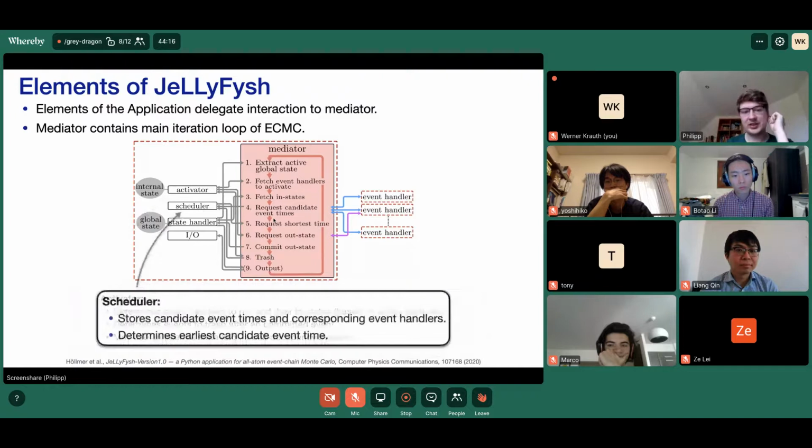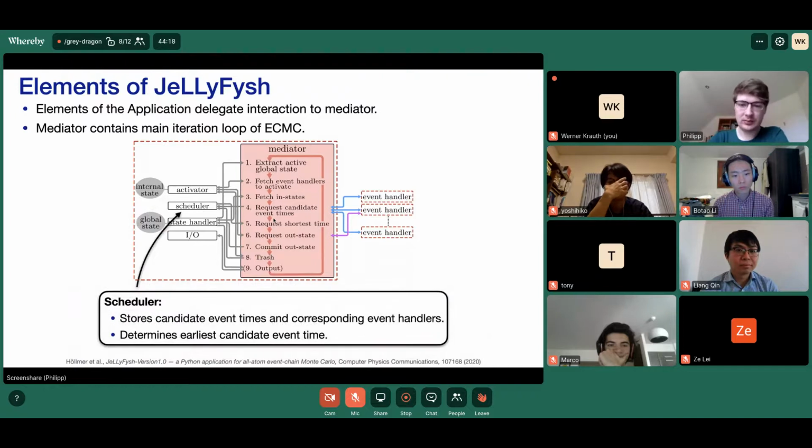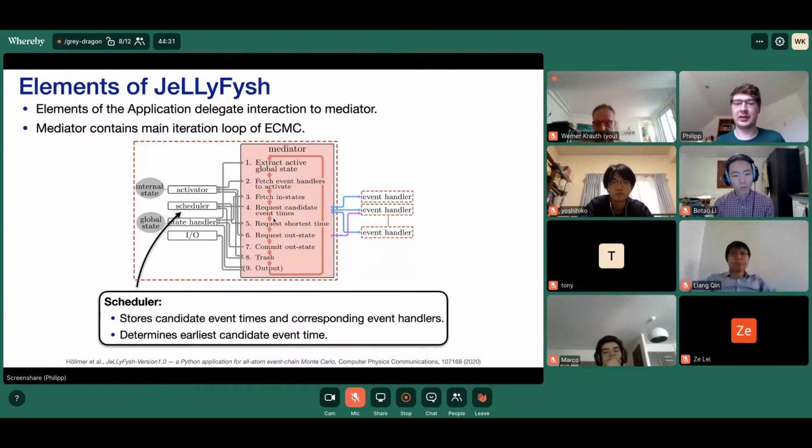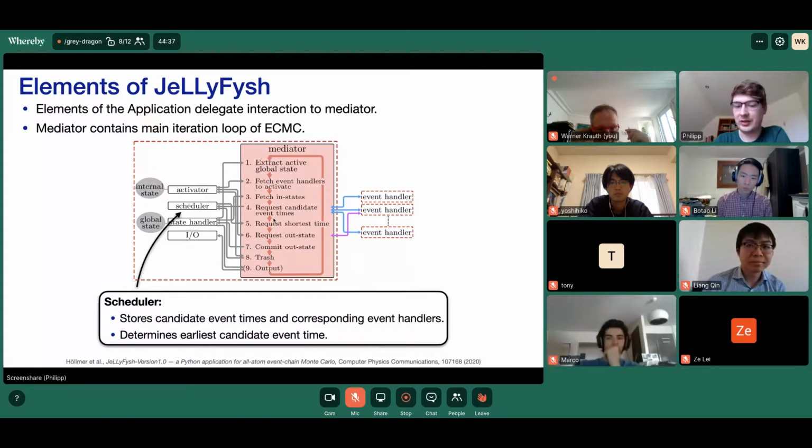The next element is the so-called scheduler. The scheduler stores all candidate event times, which the mediator requested in step 4. So it requests the candidate event times and hands them to the scheduler. And it also stores the pointers to the corresponding event handlers. In step 5, it then determines the earliest candidate event time.